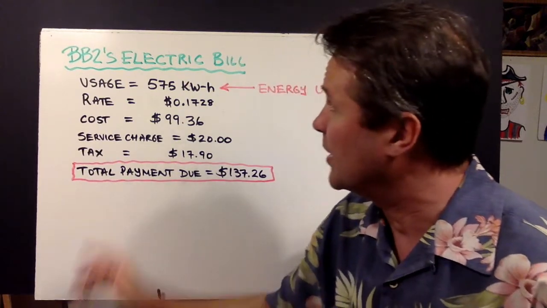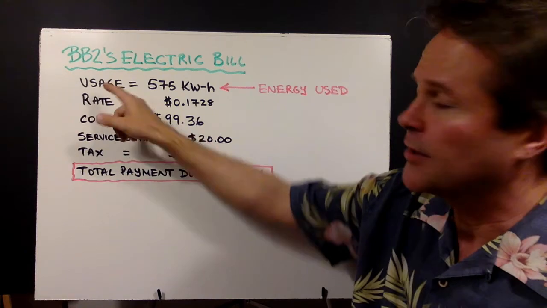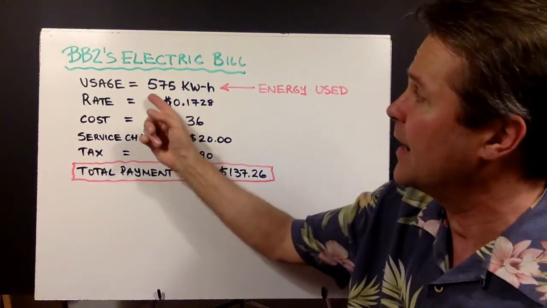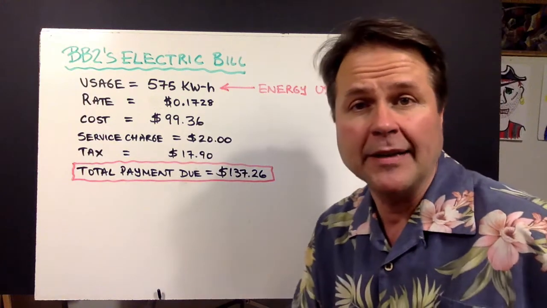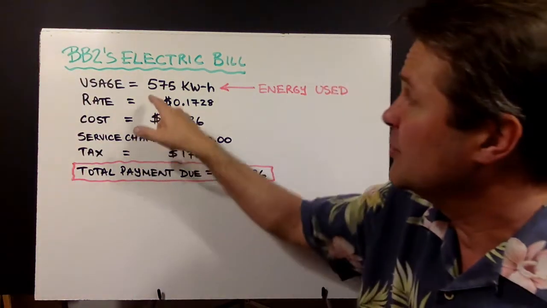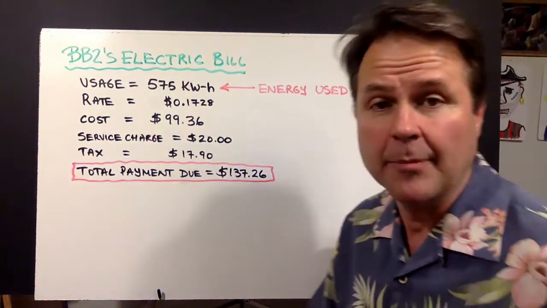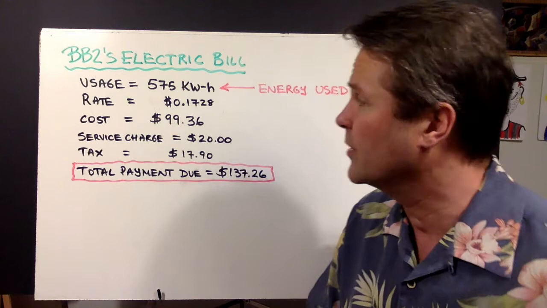So here's a mock-up of my electric bill. The usage last month on my bill is reported to be 575 kilowatt hours. So when the meter man came last week to check on our meter, he was able to tell that that was how much energy I consumed in a 31-day period.